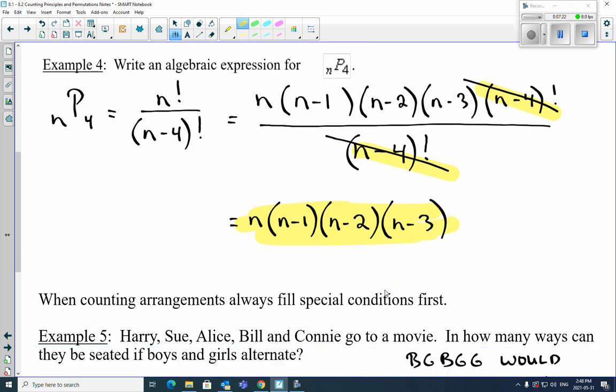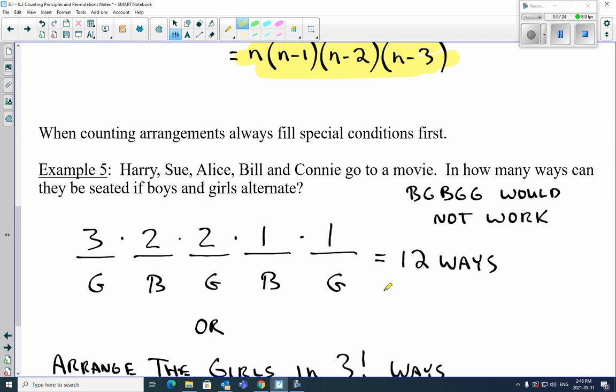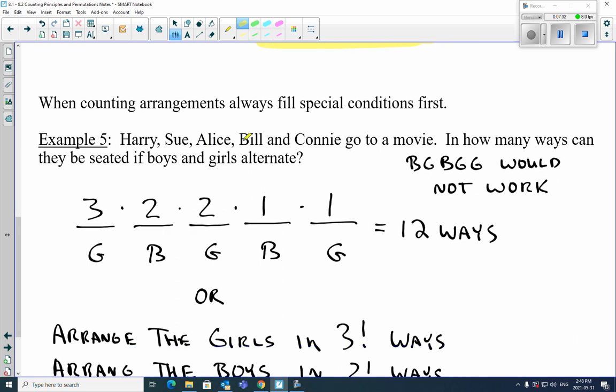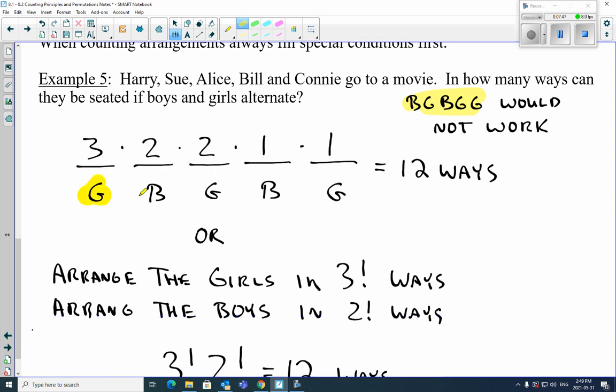Okay. Now, when you have counting arrangements, you sometimes have special conditions, and those always have to be filled in first. So look, we've got Harry, Sue, Alice, Bill, and Connie going to the movie. So we want to know how many ways they can be seated if boys and girls alternate, right? So if you look at this right here, boy, girl, girl, that wouldn't work. So that is not a possibility. So the only possibility is girl, boy, girl, boy, girl, right?